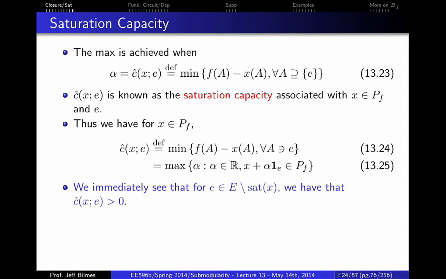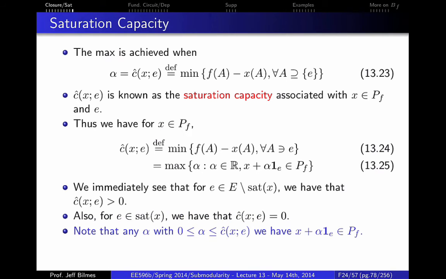So, you can relate this to SAT, and if you take any non-saturated element, for example, like we take an element that's not saturated, the complement of SAT, then we've got a strictly positive saturation capacity, right? On the other hand, if we take a saturated element, then the exchange capacity is equal to 0. So you could sort of define the SAT by saying those elements with exchange capacity 0. This is all relative to a particular x. And the other thing maybe to note is that if we take any alpha between 0 and exchange capacity, then we're safe to move in that direction.